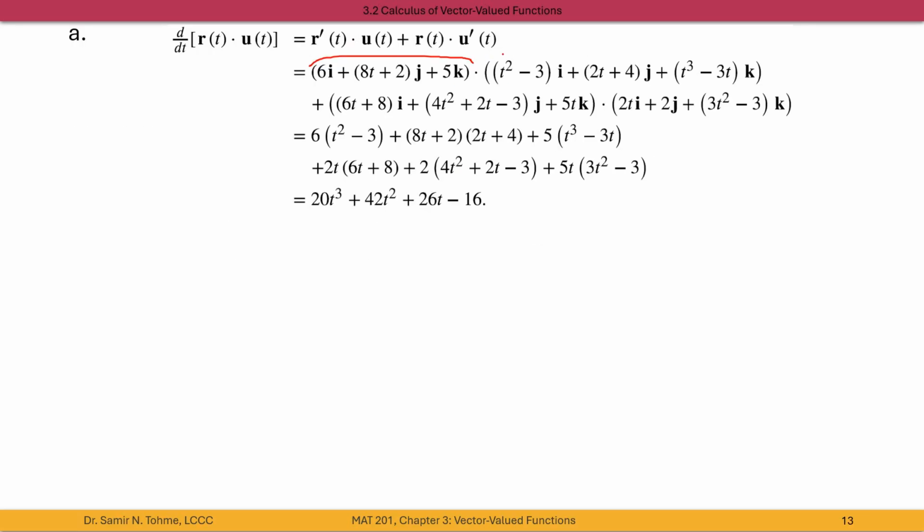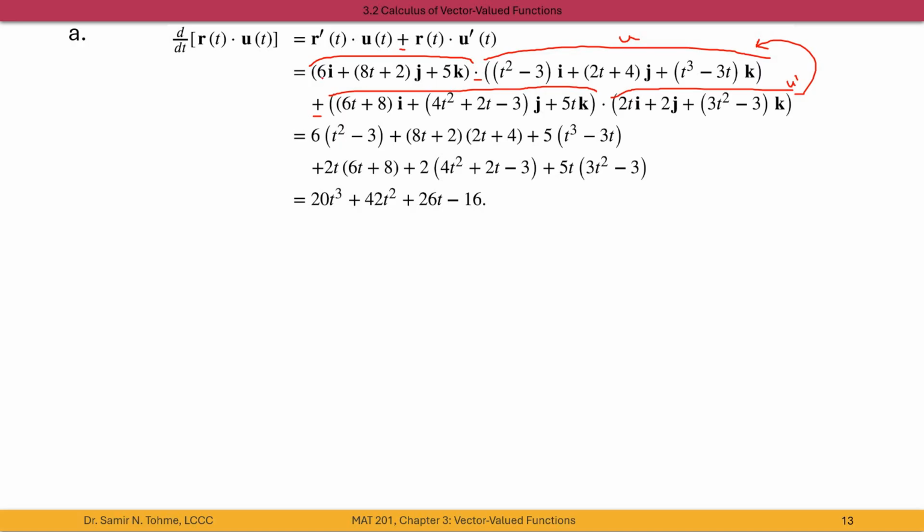And dot u, this is u. You don't do anything for u, you just write it again. We have the plus over here, we write the plus, and r, we write r, which is given in part A, and then u prime, you do the derivative of u. This is u prime. This is the derivative of this one. Now, we have dot product. We need to evaluate this one.